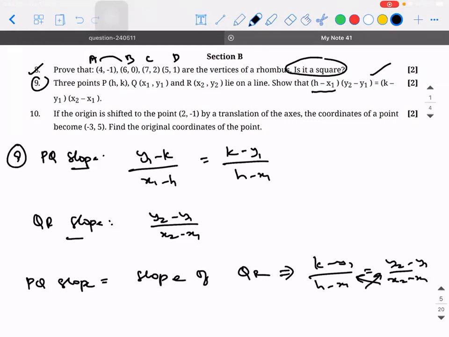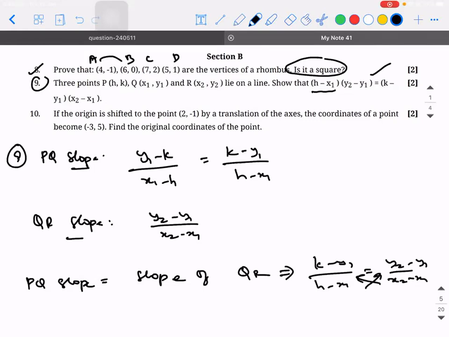So, for the eighth question, the answer is a square, sir. Is it coming? You got -1, sir. But all the sides are equal. Yes, sir. Okay, let me check.